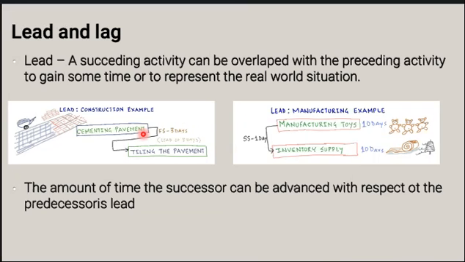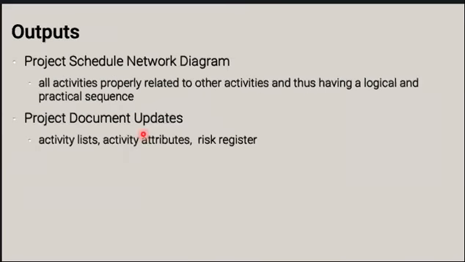Lead and lag are the final dependency type that would make the sequence of activities more meaningful. The activities have to be analyzed for overlap or delay once they're sequenced.